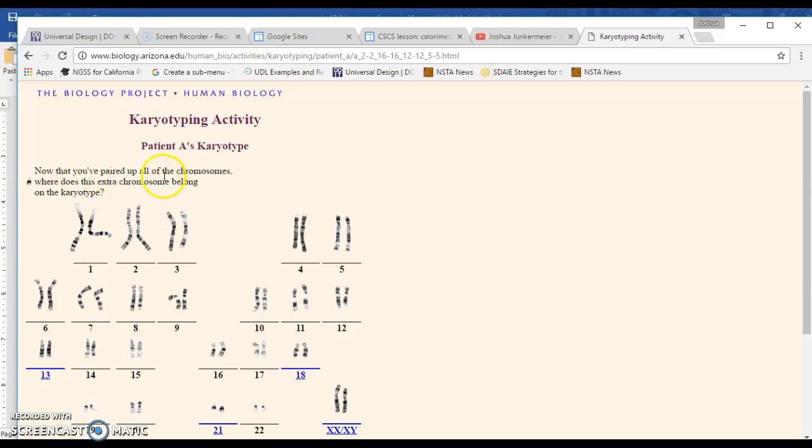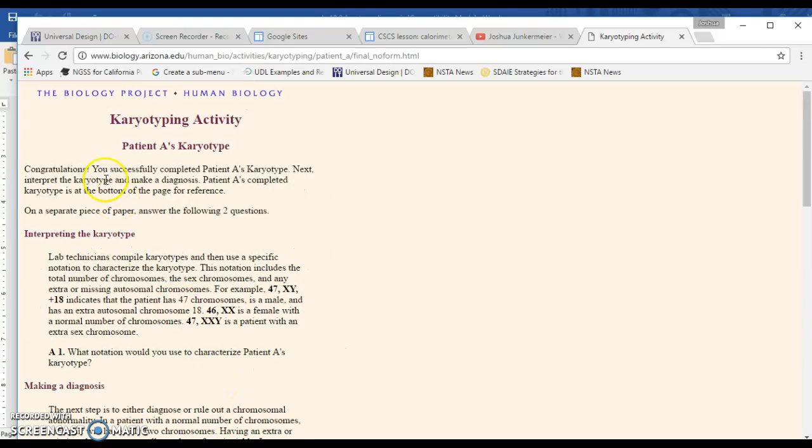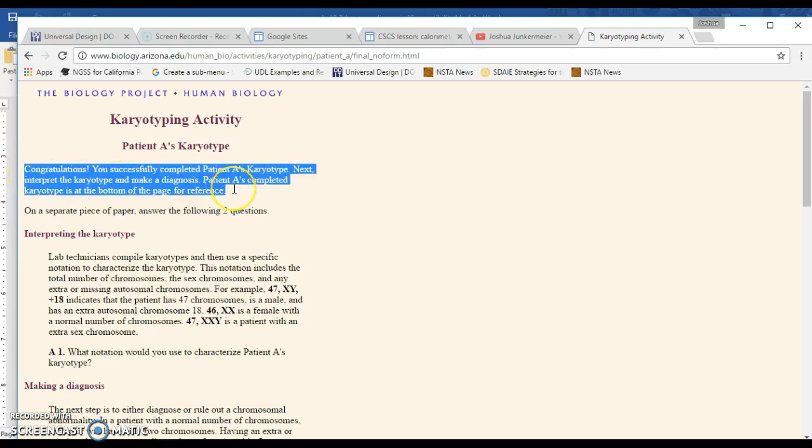It says, now that you've paired up all the chromosomes, where does this extra chromosome belong? So patient A has one too many of one of these chromosomes. And your choices are 18, 13, or 21. I think this chromosome looks most like 21, so I'm going to click 21 because I think they're a match. It says, congratulations. You've successfully completed patient A's karyotype. All right.